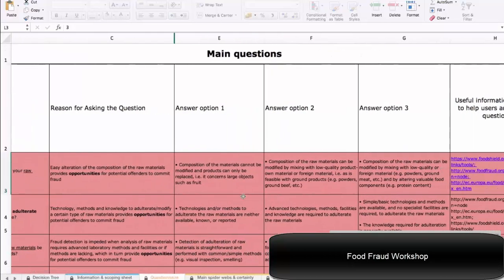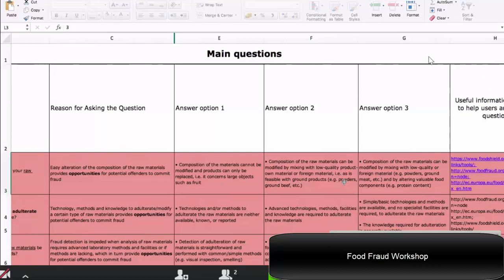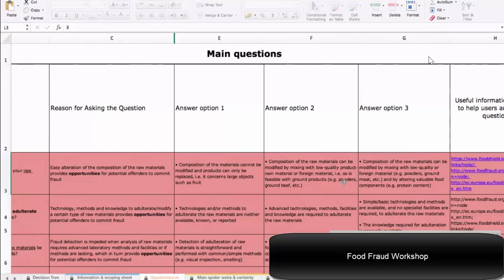The composition of materials cannot be modified and products can only be replaced. Option 2 is composition of raw materials can be modified by mixing with low quality product, own material or foreign material, such as ground products like powders or ground beef. Option 3 is the composition of raw materials can be modified easily by mixing low quality or foreign materials and by altering valuable food components.